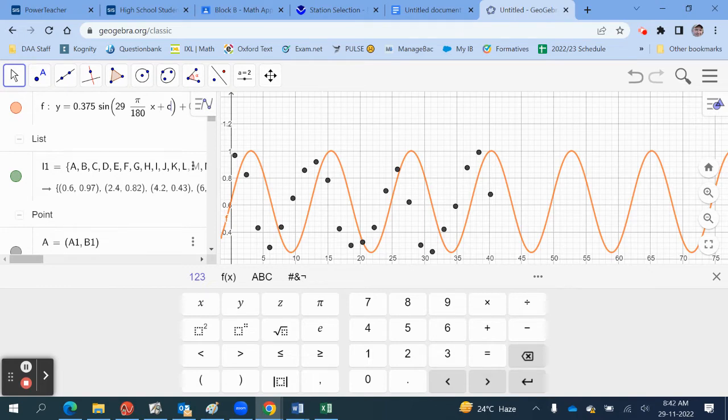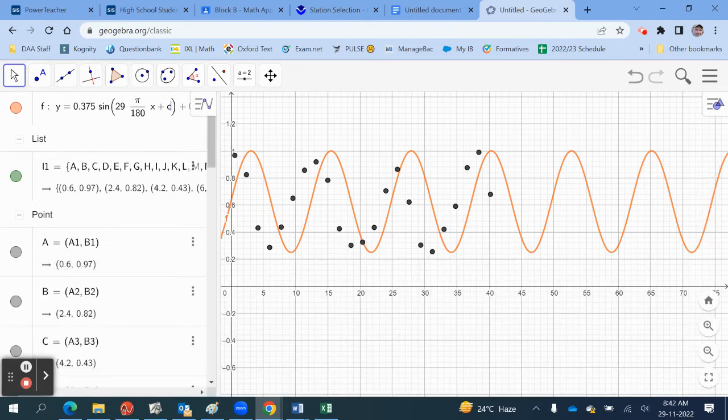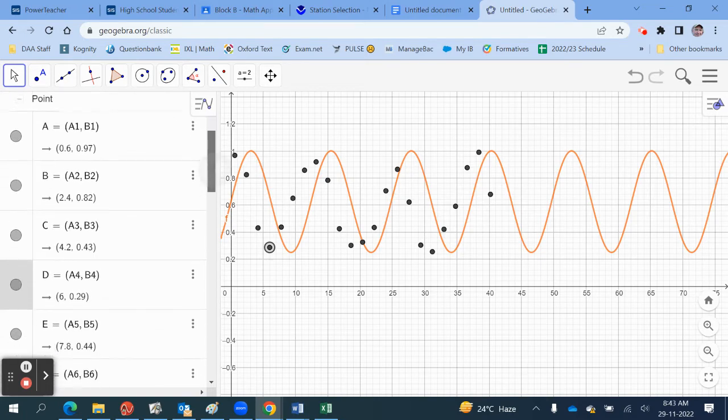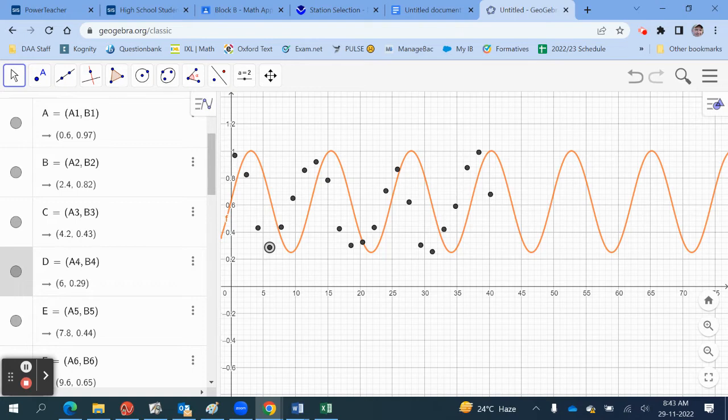In order to find that c value, we need to find a point that we think is a good point on the curve, a point that you're going to fit it to. So I'm going to move the curve into this particular point here. I'm going to try this point here. Which point is that one? That one is D. What's the x value here? What's the y value? 0.2.